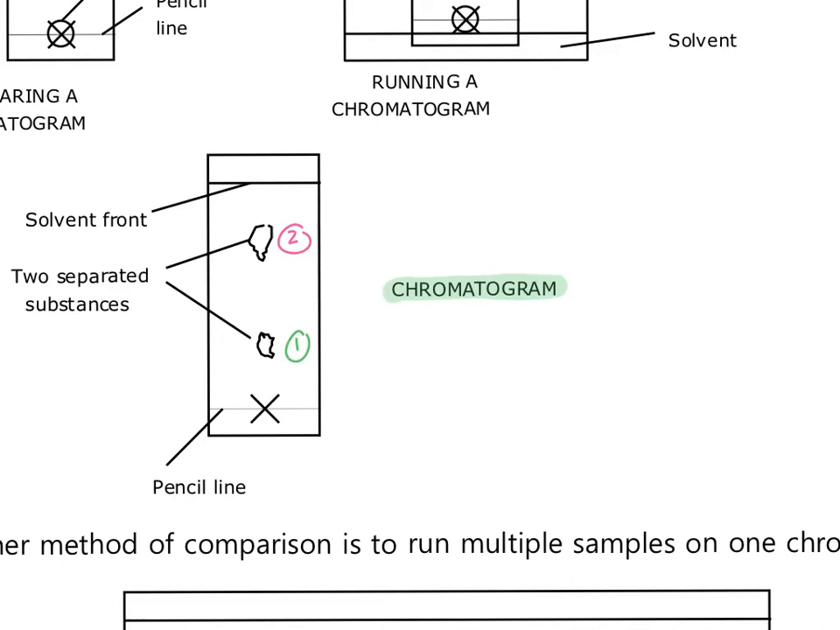Okay, and we calculate a separate RF value for each of the spots because you can see one has travelled further than the other. So we need to remember our equation for calculating the RF value, and it has been asked in exams to just simply quote the equation for calculating RF values, so it's important that you know it, and it's on the previous page in your booklet.